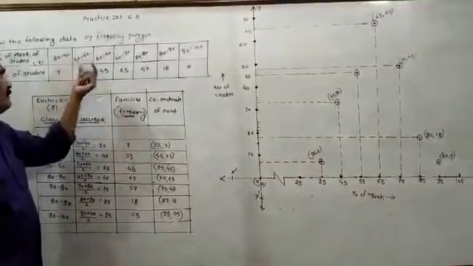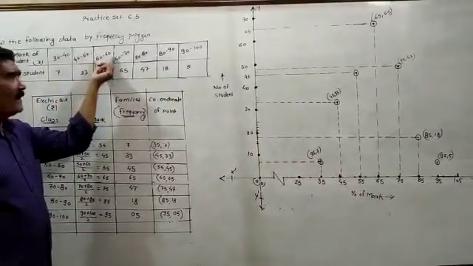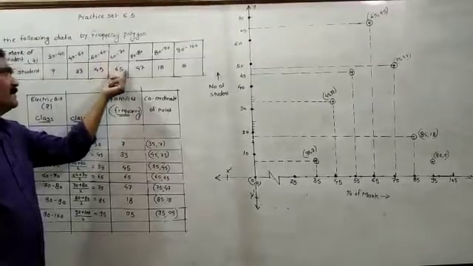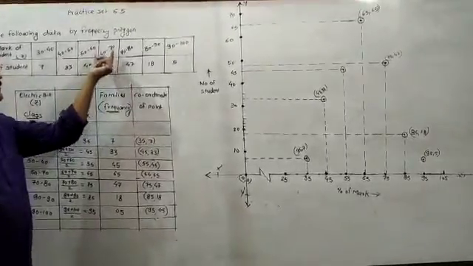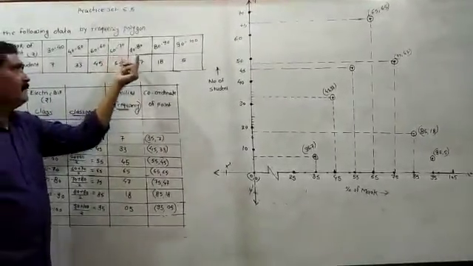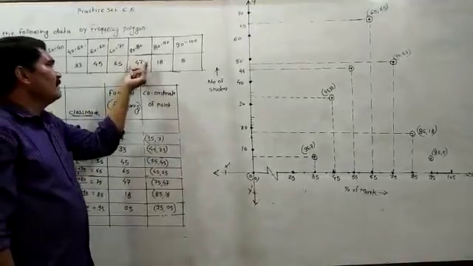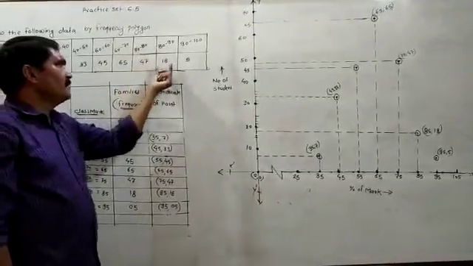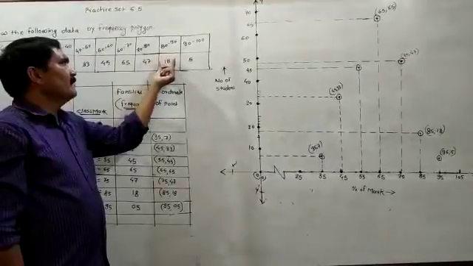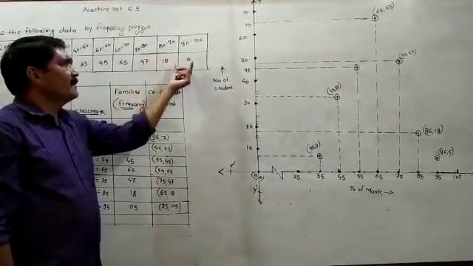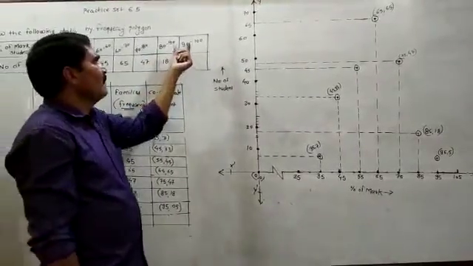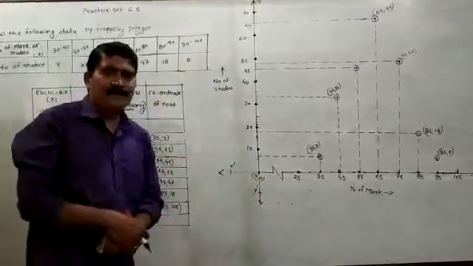33 students have marks between 40 to 50%, 45 students have marks between 50 to 60%, 65 students have marks between 60 to 70%, and 47 students have marks between 70 to 80%, 18 students have marks between 80 to 90%, and 5 students have marks between 90 to 100%.